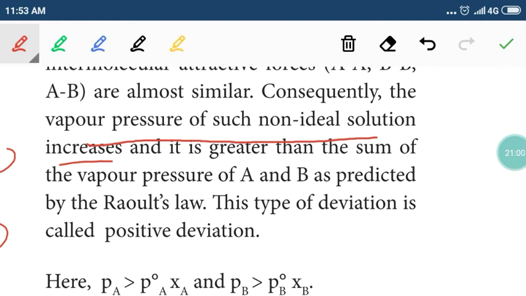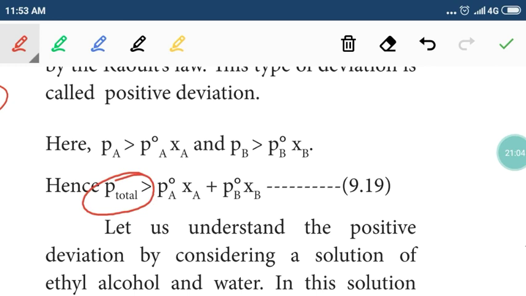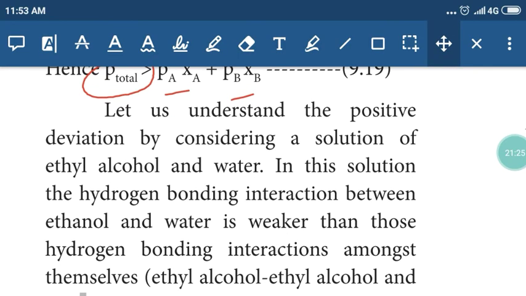So for the solution, the vapor pressure of the solution will be greater than the sum of the vapor pressure of solute and solvent. This is the vapor pressure of solute and this is the vapor pressure of solvent according to Raoult's law. Because of this positive deviation, the overall vapor pressure of the solution will be greater. This deviation is called a positive deviation.